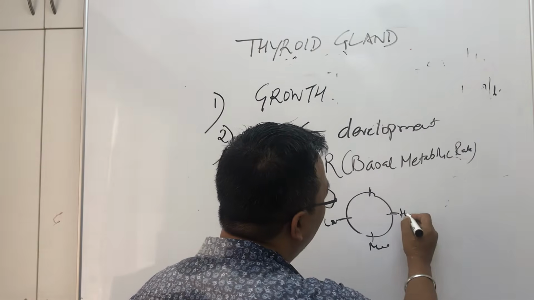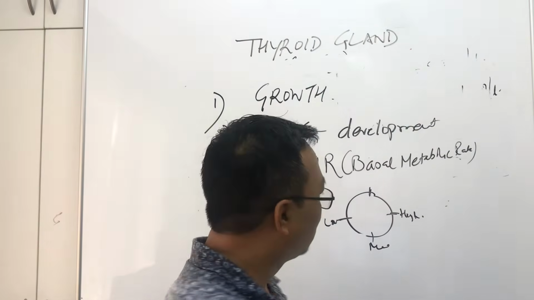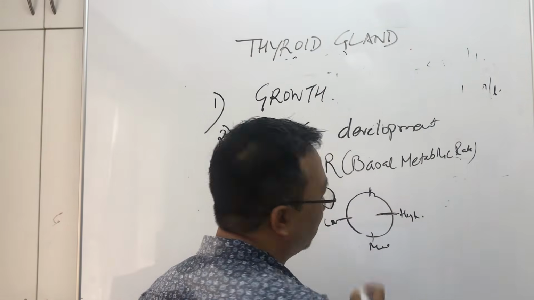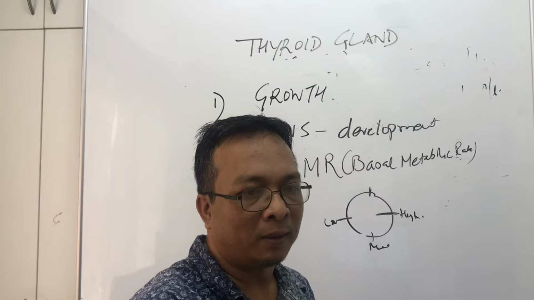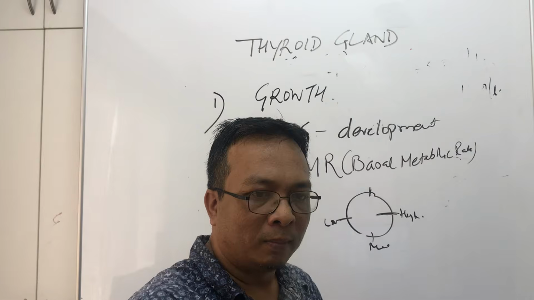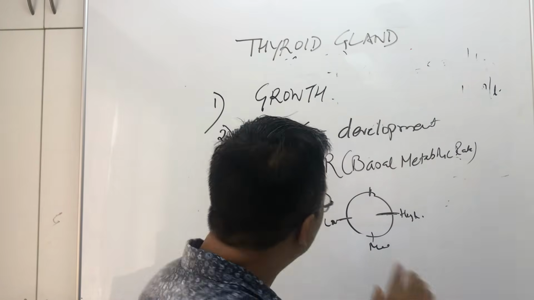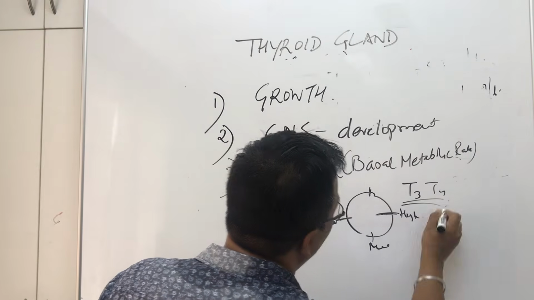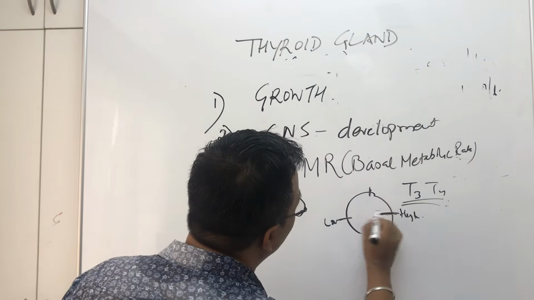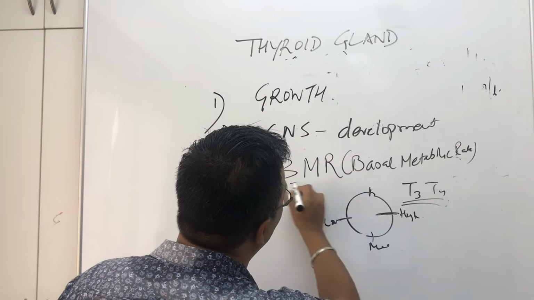If you put the knob on high flame, what will happen? Your gas will burn very fast. More gas will burn, the flame will be big, and more heat will be produced, right? So the thyroid hormones, T3 and T4, what do they do? They control this flame, they control this knob, they control this BMR.